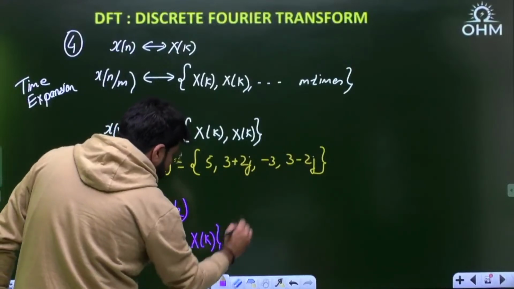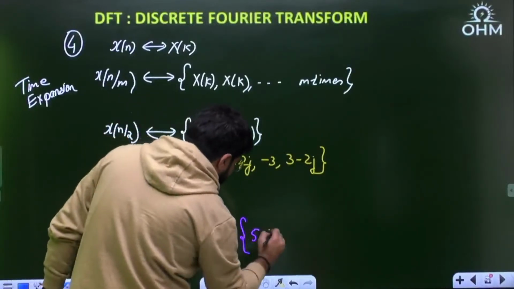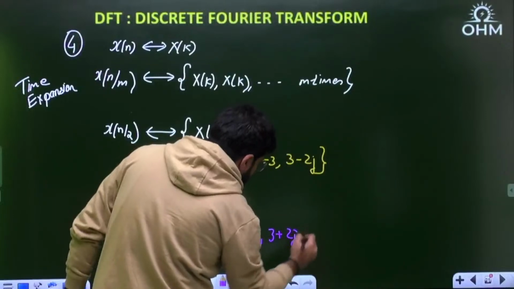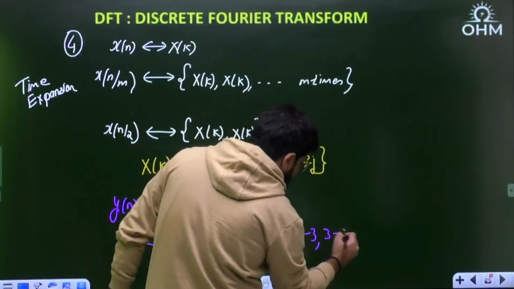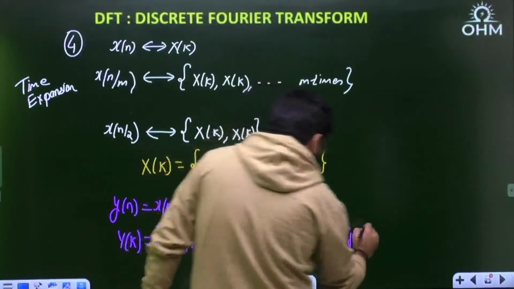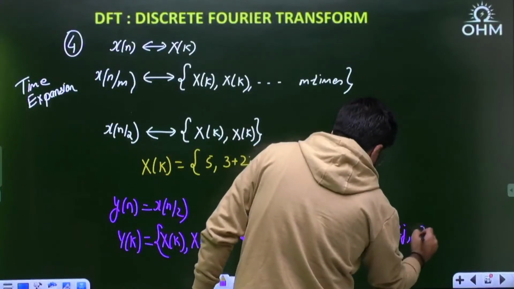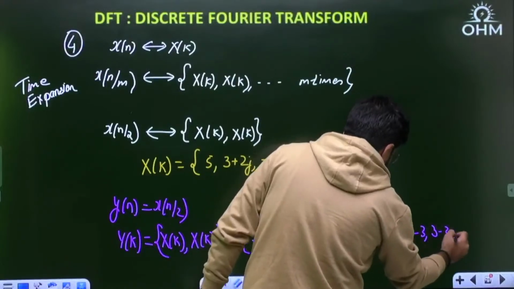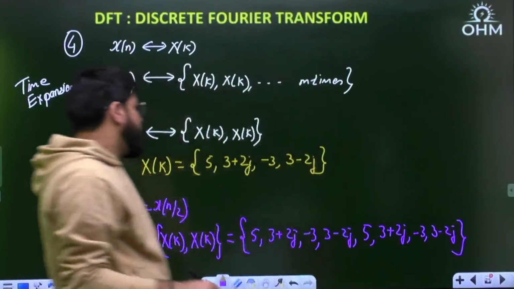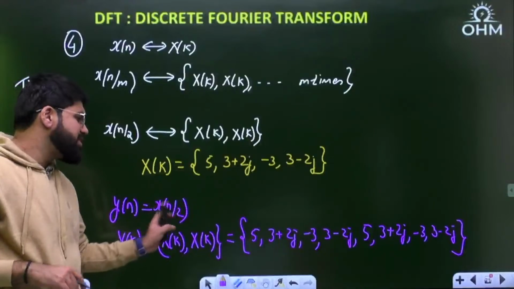Okay, that means whatever Xk we calculated, 5, 3 plus 2j, minus 3, and 3 minus 2j, replicate it again. Write it down again: 5, 3 plus 2j, minus 3, and 3 minus 2j. This is the answer, because the expansion will also make the signal an 8-point signal.